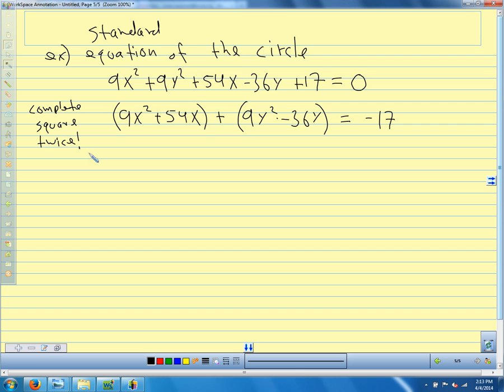All right, so now to complete the square, we're going to complete the square in each one of these parentheses. We're going to complete the square for the x, complete the square for the y. So remember, when we have a leading coefficient in front of the x squared, I'm going to factor that out. So I'm going to write a 9 (x squared plus 6x) and plus a 9 (y squared minus 4y). And we are going to divide by 9, but I want to wait until the very end to do that, Joanne.